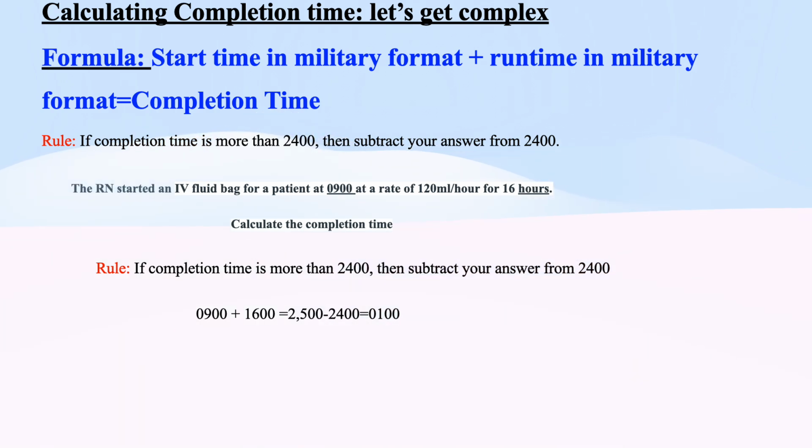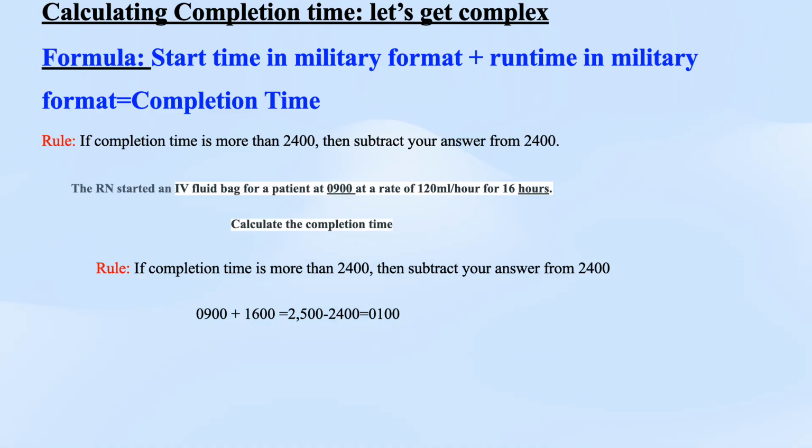All right, we're on the very last slide, calculating completion time. However, we are going to get a bit more complex this time. But don't be scared because the formula is the same. All right, again, you need your start time in military format, your run time in military format will give you your completion time. However, this is where we can apply the rule of when the answer is greater than 2400, you subtract from 2400. So I just want to give you an example of that.